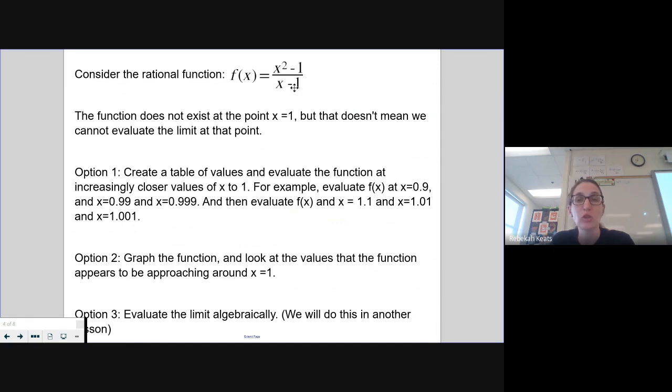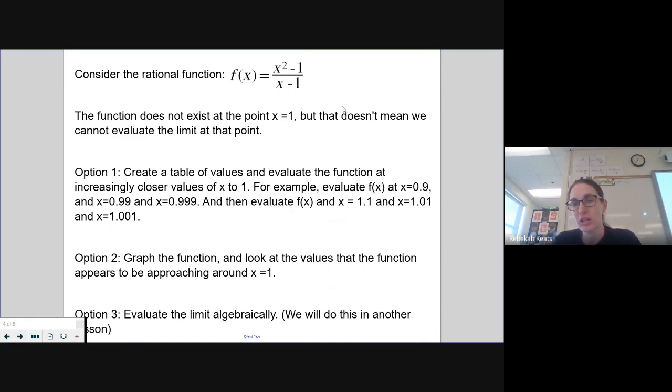If we tried to substitute 1 into this function, we wouldn't be able to do that. So a couple of ways you could then determine what the function is doing close to that point. The function might not exist there, but we would like to know what it's doing as we approach that point. Option one would be to look at a table of values and actually evaluate the function as you get closer and closer to 1.